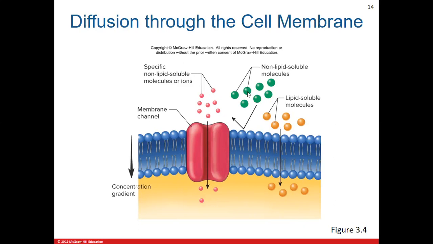Then notice that some molecules, remember this cell membrane is selective, so some molecules can't pass through, and so they won't diffuse. These are non-lipids, so they don't diffuse very easily through the membrane, and maybe they're too large to go through this membrane channel, so they are prevented from going inside of the cell.